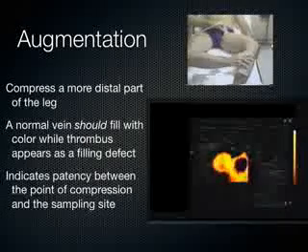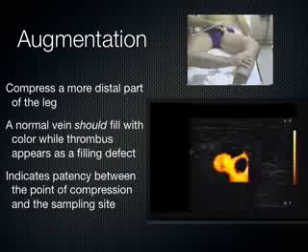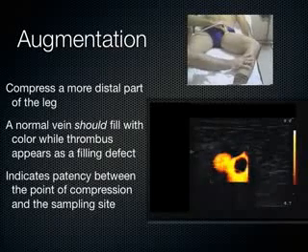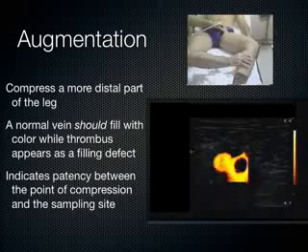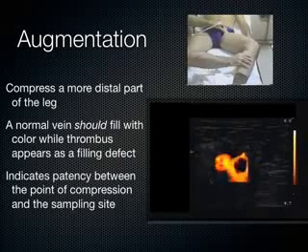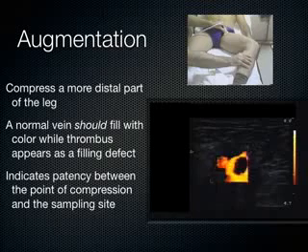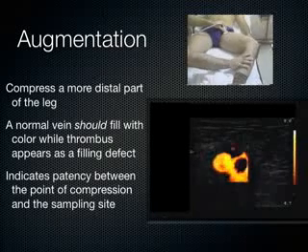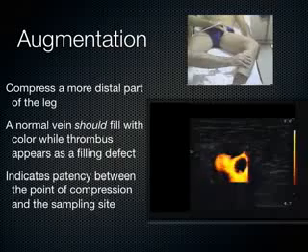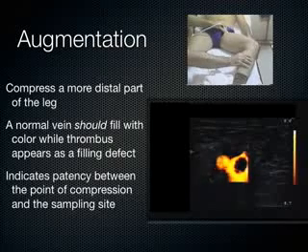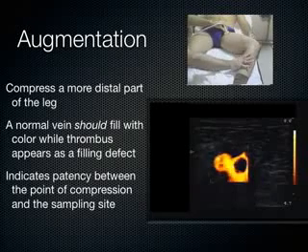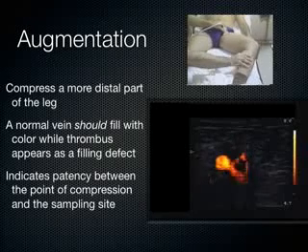There's a color technique called augmentation. Augmentation is where you put the probe up in the groin, and you're looking at the femoral region. You put on color, and then you squeeze the calf, and you should see flow fill the vein, assuming that there's patency between the calf and the femoral area. If the veins are patent, you should see flow light up in there.